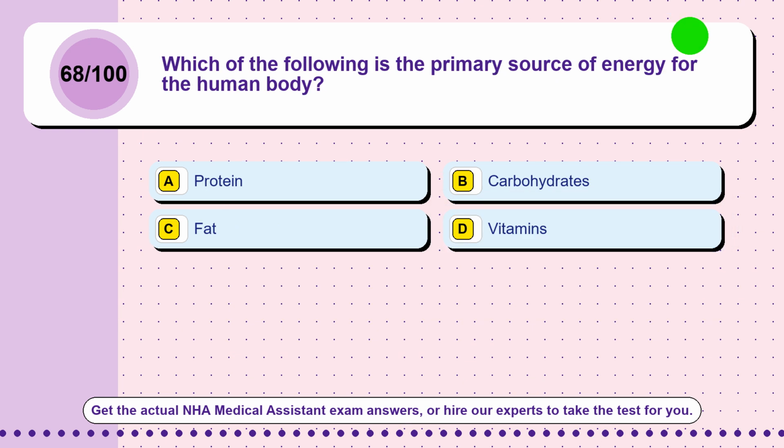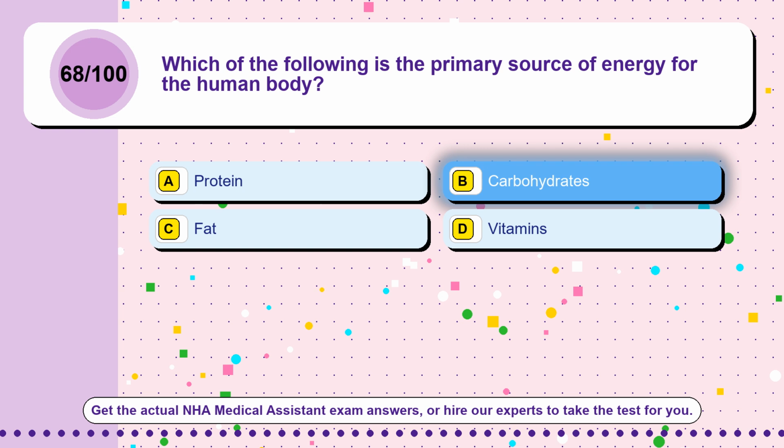Question 68. Which vein is considered the first choice for venipuncture in the antecubital fossa? Option A. Basilic vein. Option B. Cephalic vein. Option C. Median cubital vein. Option D. Brachial vein. The correct answer is option C.